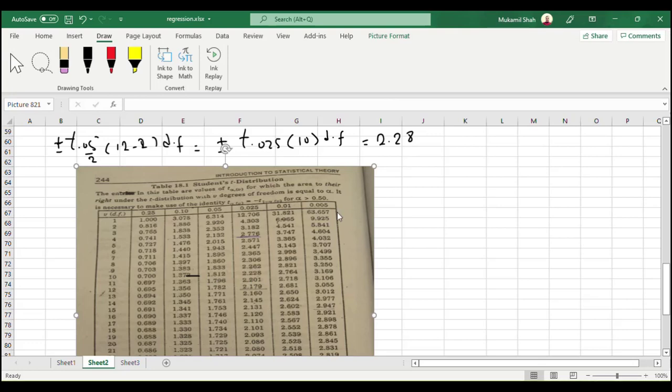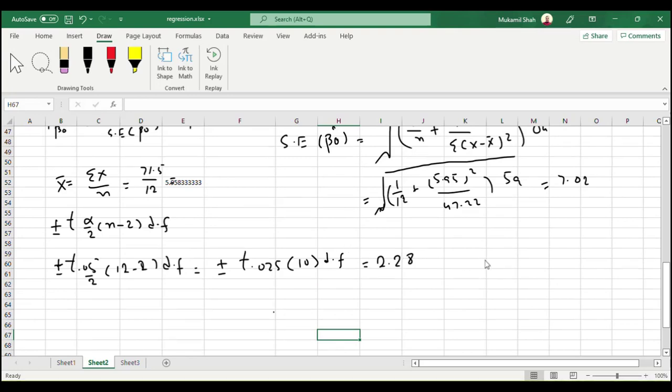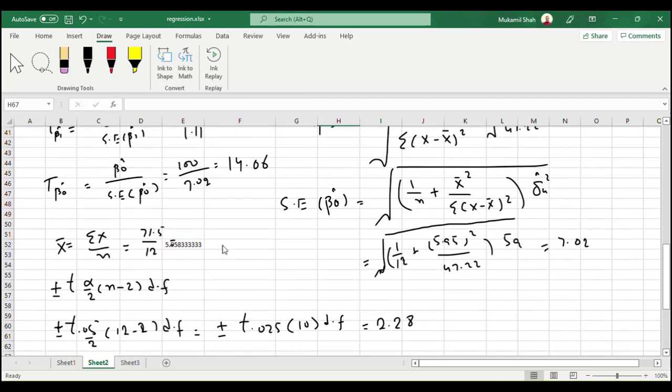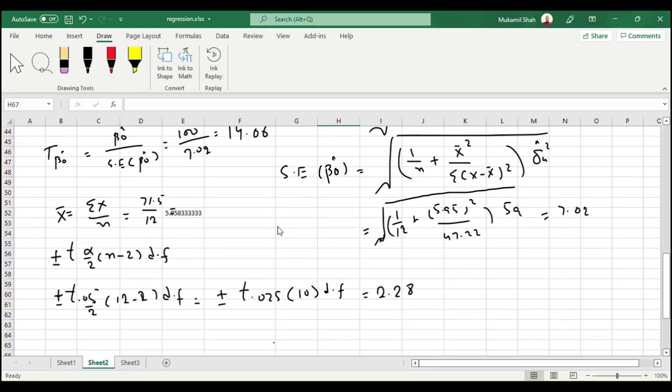All right, now you can compare this calculated value with the table value. If you sketch the diagram of the t distribution, it will be something like this.